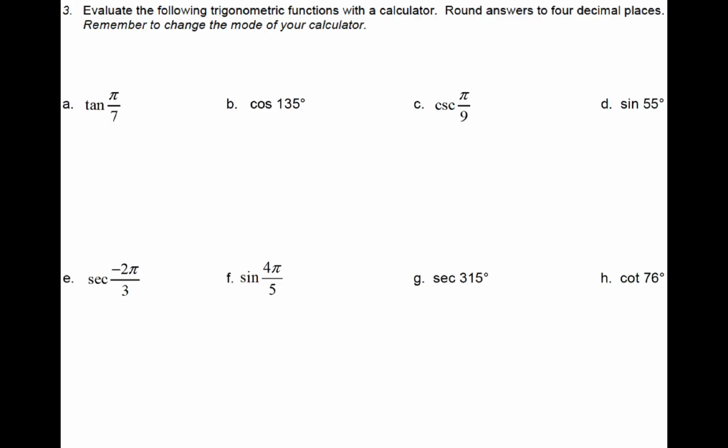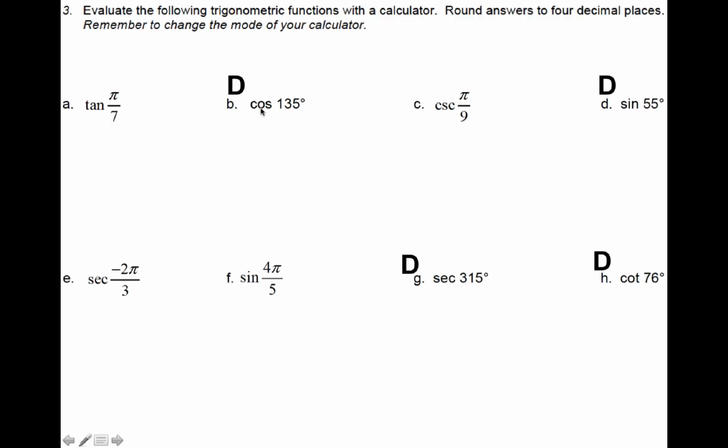For number 3, we're going to evaluate the following trigonometric functions with a calculator. Round answers to 4 decimal places. Remember to change the mode of your calculator. Notice some of these are in radians and some are in degrees. I'm going to start by doing all of the ones in degrees. Notice B is in degrees because it has a degree symbol. D is in degrees, not E or F, but G is, and H is. I'm going to put a little D to remind me to be in degree mode. Notice all the other ones have a pi, so that's telling you it's radian mode.